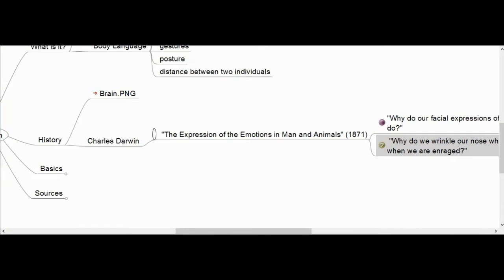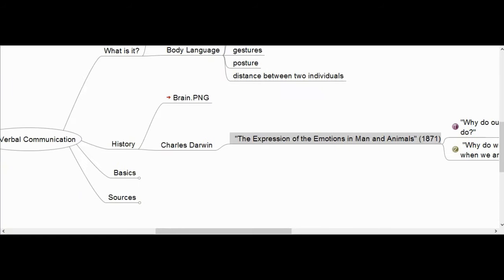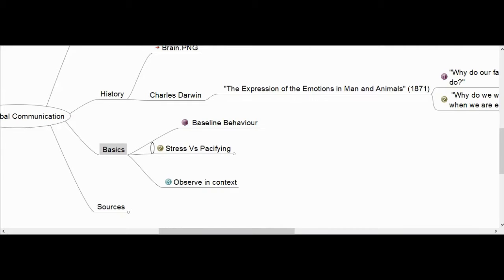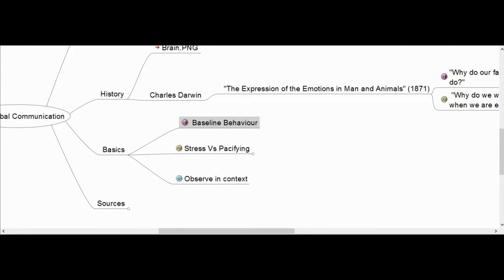So, let's get started with the basics. These are the three basics you need to keep in mind: baseline behavior, stress versus pacifying behaviors, and observing context. Baseline behavior is how a person normally looks, sits, moves, or behaves. So you need to have a good idea of the baseline behavior of the person before predicting how he's going to react or behave when he's exhibiting stress versus pacifying behaviors.